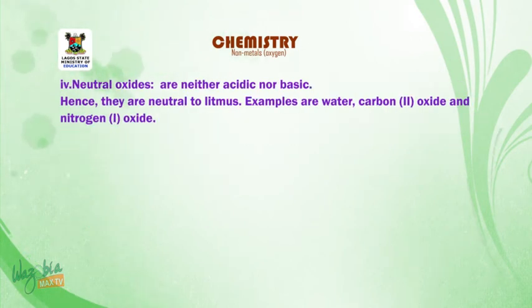Number 4 is neutral oxides. They are neither acidic nor basic. Hence, they are neutral to litmus. Examples are water, carbon 2 oxide, and nitrogen 1 oxide.